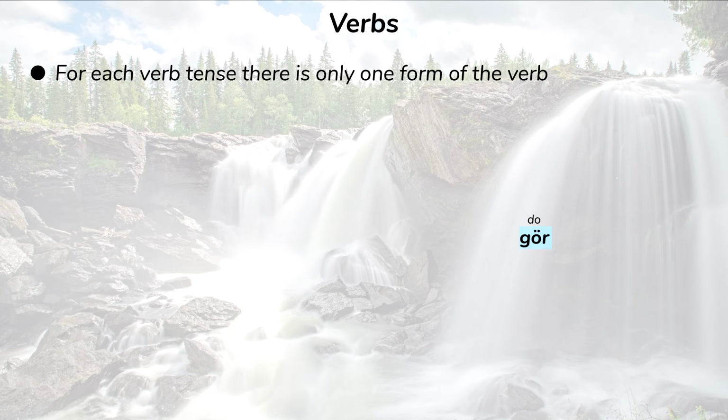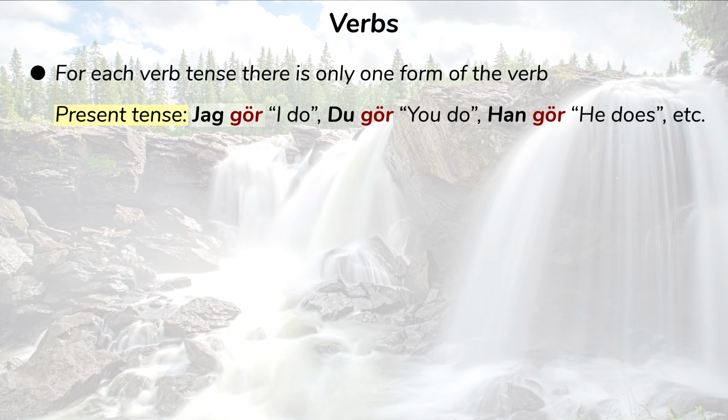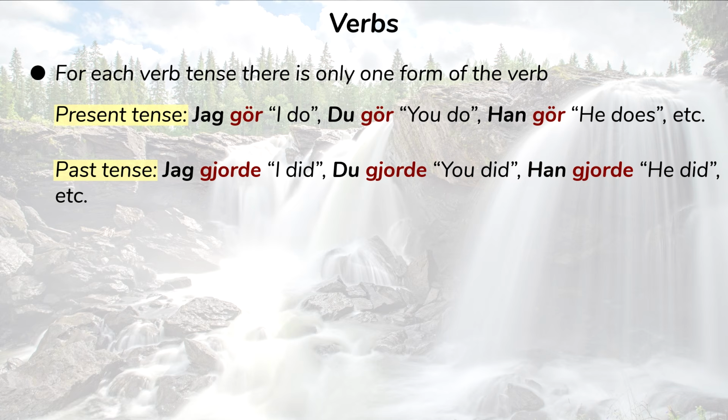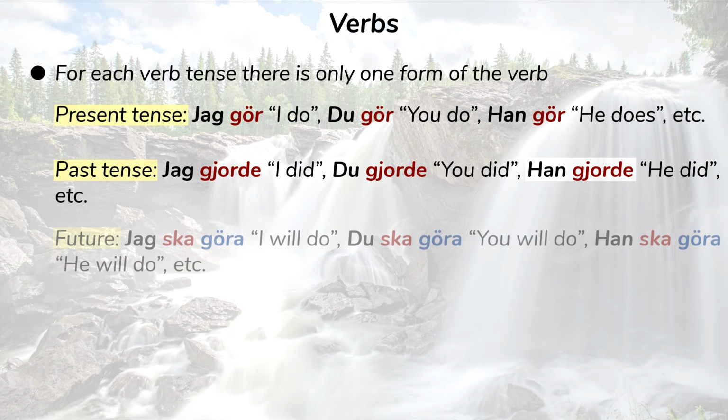For each verb tense, there is only one form of the verb. It doesn't change depending on who or how many people are speaking. So in the present tense, it's jag gör, I do, du gör, you do, han gör, he does, etc. In the past tense, it's jag gjorde, I did, du gjorde, you did, han gjorde, he did, etc. In the future it's jag ska göra, I will do, du ska göra, you will do, han ska göra, he will do, etc. Obviously, this makes verbs easier to use than in many other languages.